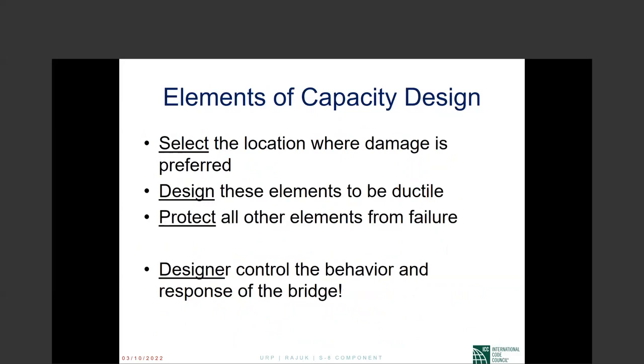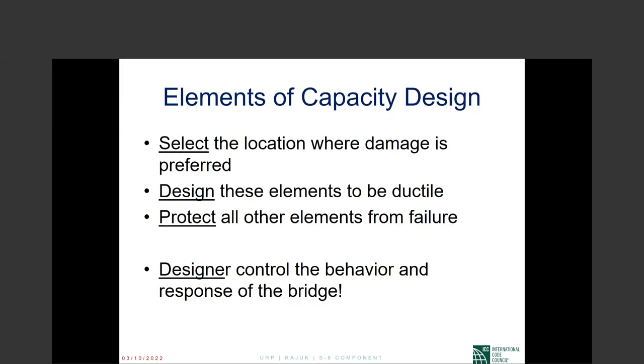So these are the elements of the capacity design. You have to select the location of the damage or the yielding that you want to have. Keep in mind that I told you about three types: type 1, type 2, type 3, and they will tell you where you would like the damage to be. So based on that, you will design these elements to be ductile. Ductile for reinforced concrete means preventing the crushing of the concrete or the buckling of the longitudinal bars. You have to really delay that.